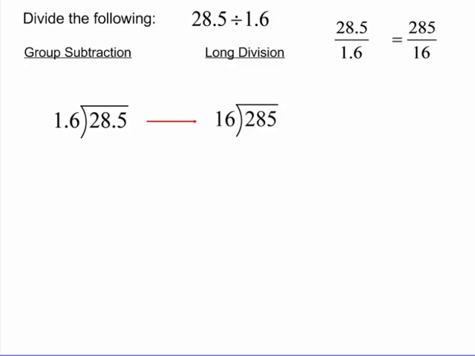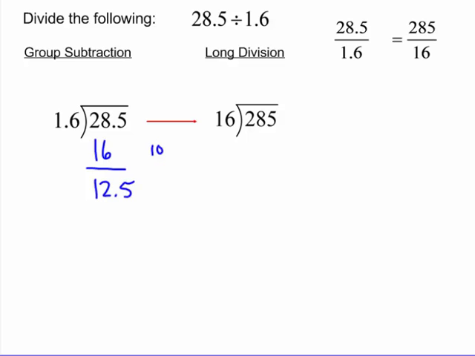So let's take a look at 28.5 divided by 1.6. How many 1.6s fit inside 28.5? We could do this with group subtraction. If I had 10 groups of 1.6, that would be 16. So I'll mark that down as 10 groups. If I subtract those, I'm left with 12.5.